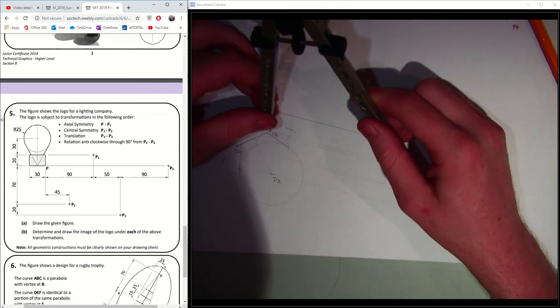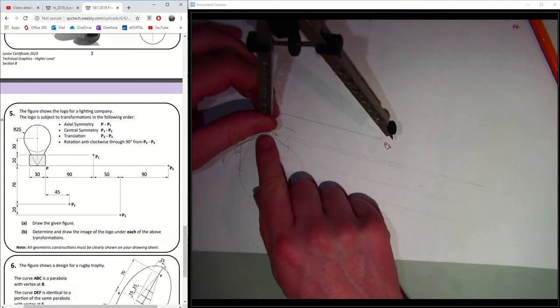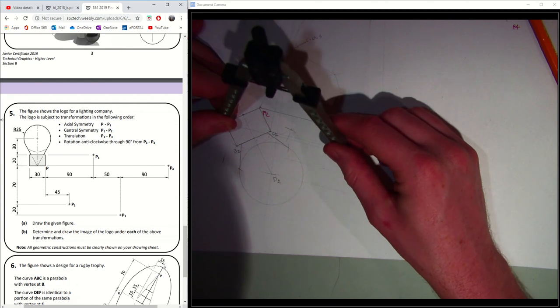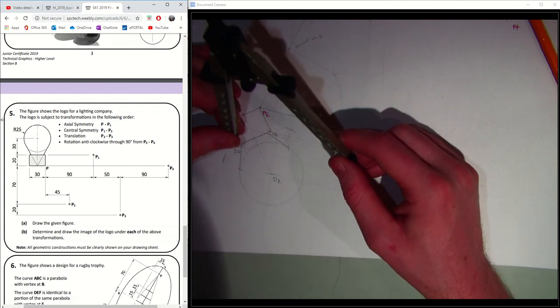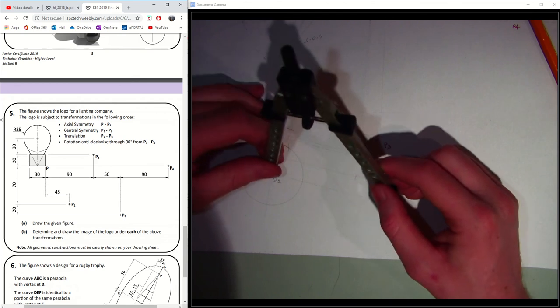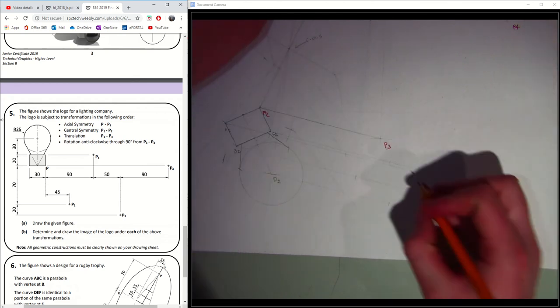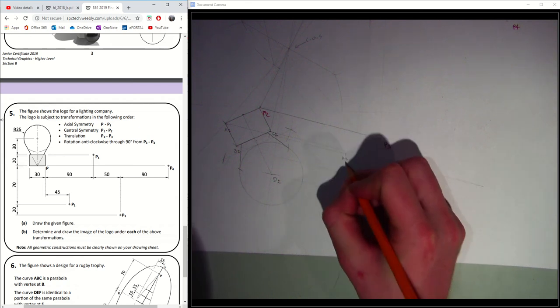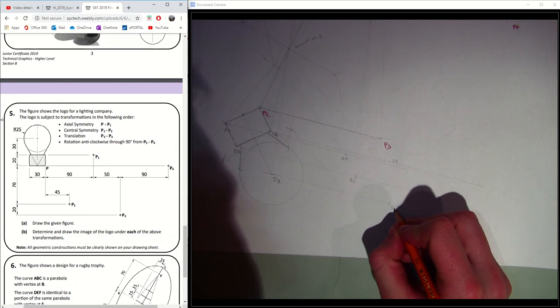And I'm going to swing a radius from each of these. So that's going to get me that. I came from C2, that's getting me C3. I'm going from A2, that's getting me A3 along the parallel line. I'm going from B2, that's getting me B3, and I'm going from D2, that's getting me D3. So just label these, that's C3, A3, B3, and D3.